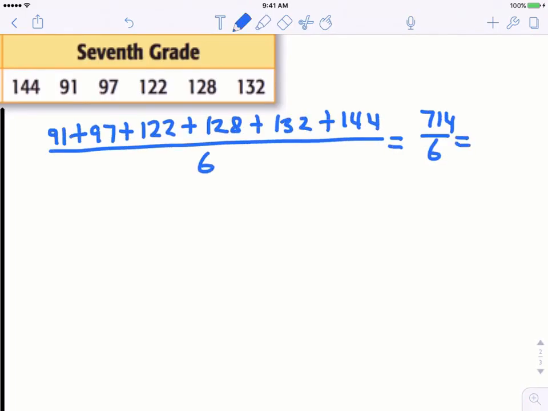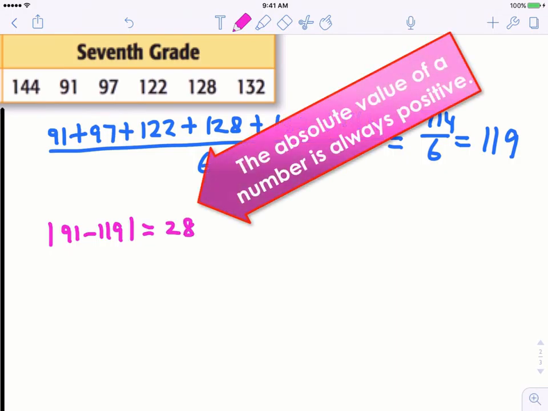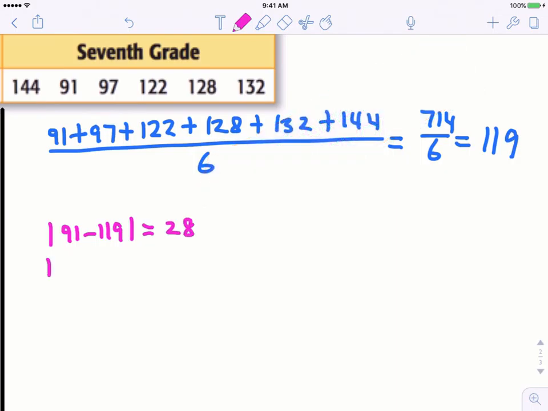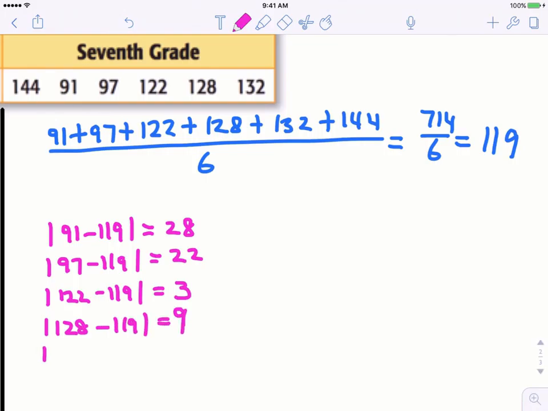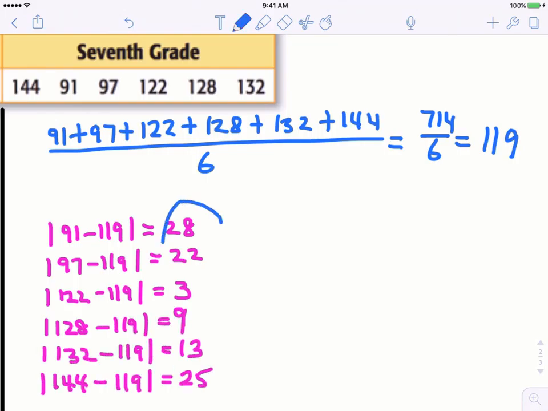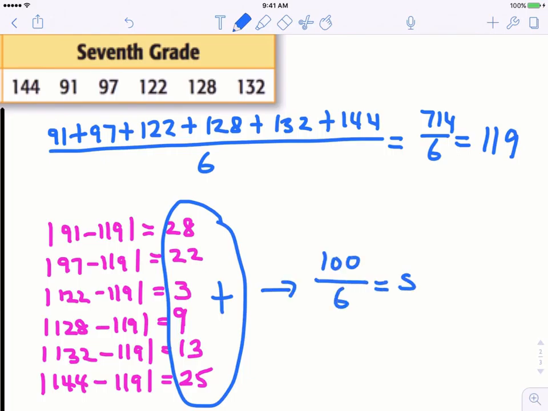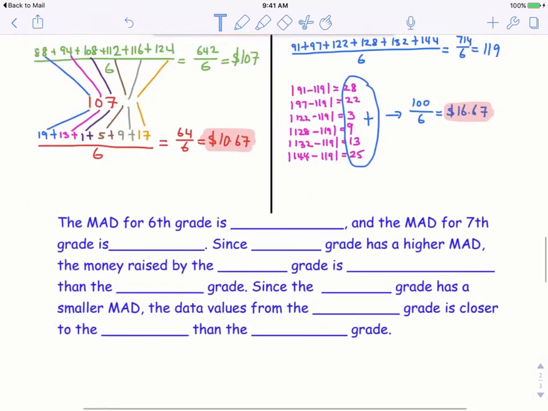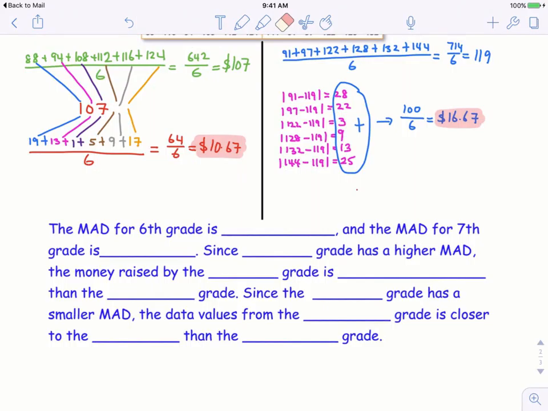For the 7th grade dataset, let's begin by finding the mean of the 6 values as well, which is $119. For this last question, let's find the distance of each number from the mean by using the absolute value number sentences. The absolute value of 91 minus 119 is 28, as the absolute value of a number is always positive. The absolute value of 97 minus 119 is 22, and so on. The last step is to add these numbers together and divide by 6 to find the average, which is $16.67.